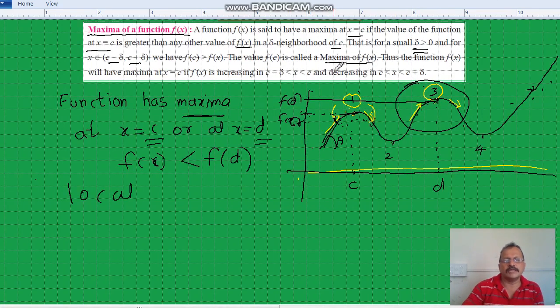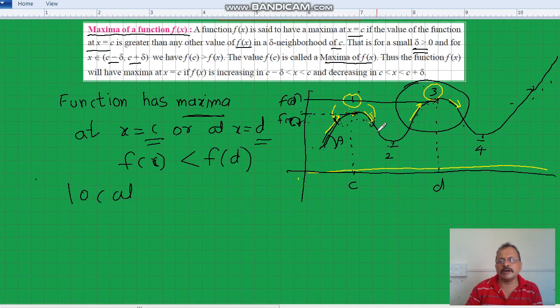Again, see this diagram. In this diagram, point 2 and point 4 are minima. Remember that a function can have any number of maxima, any number of minima, and there can be a hierarchy of minima and maxima also, which one is smaller, which one is greater, but this is not our study right now. At this moment we are going to study which is the local minima and local maxima.